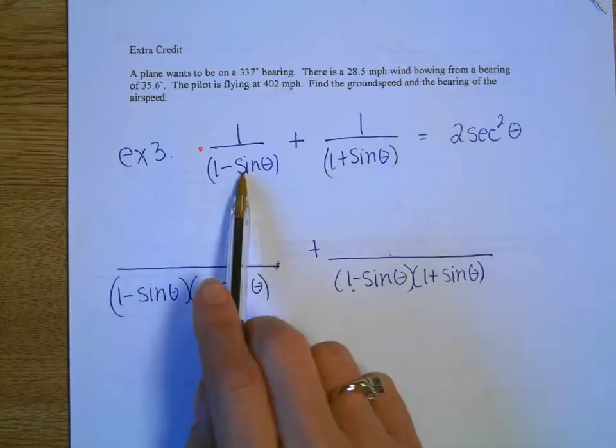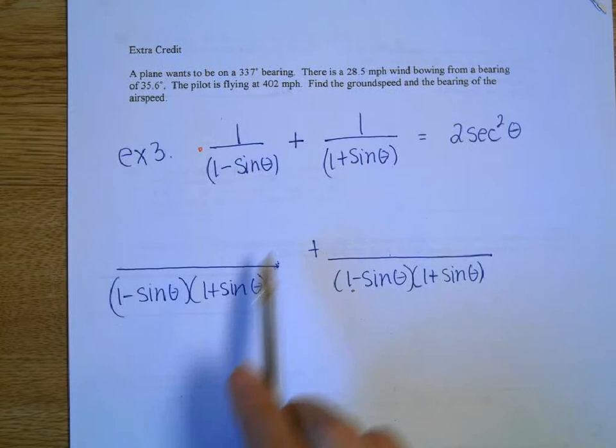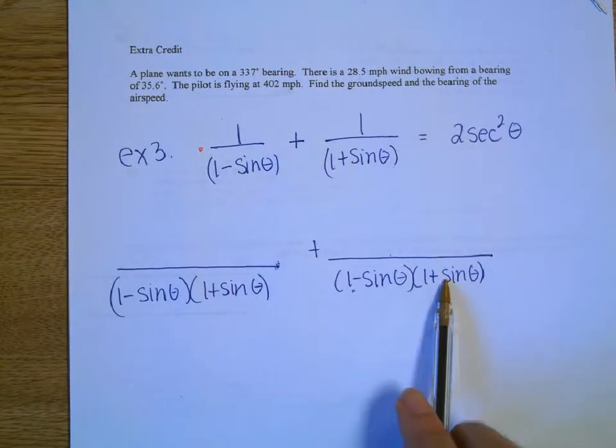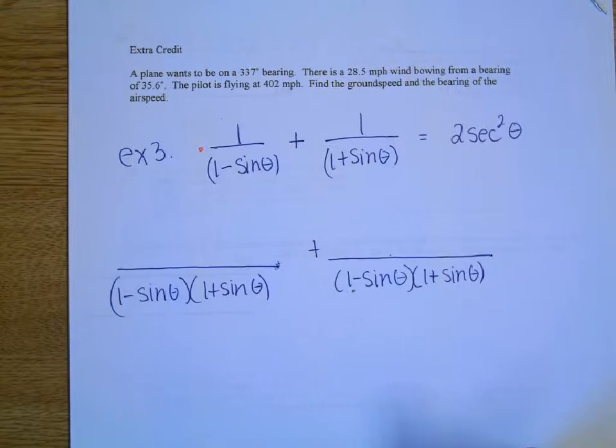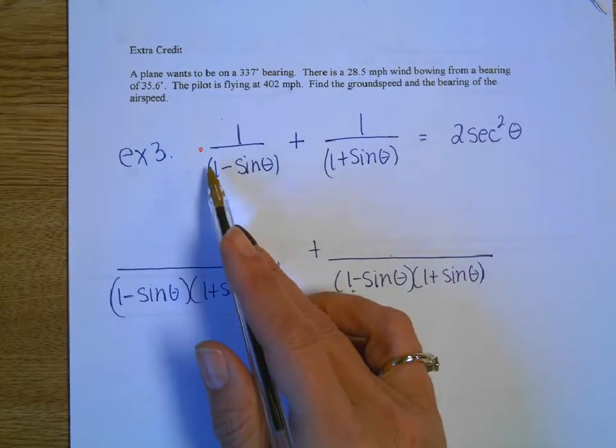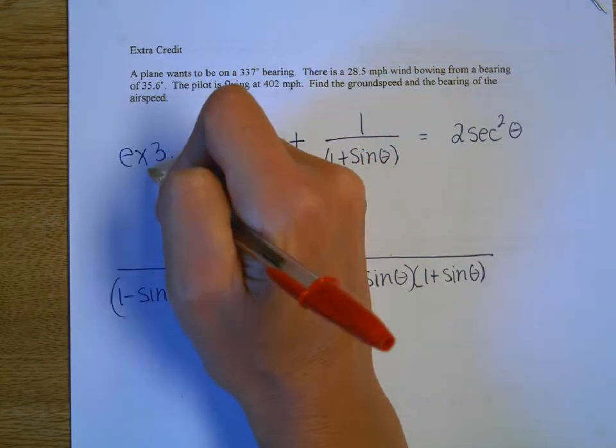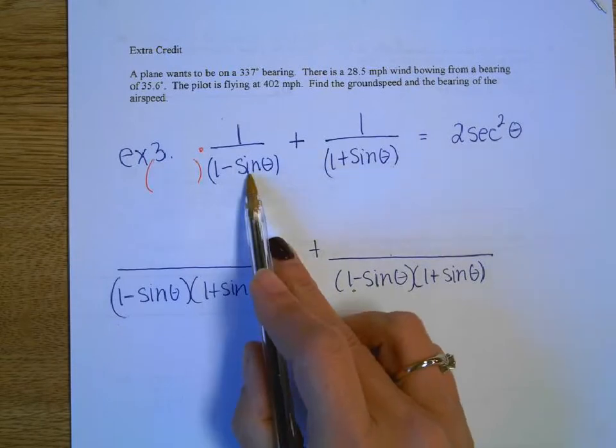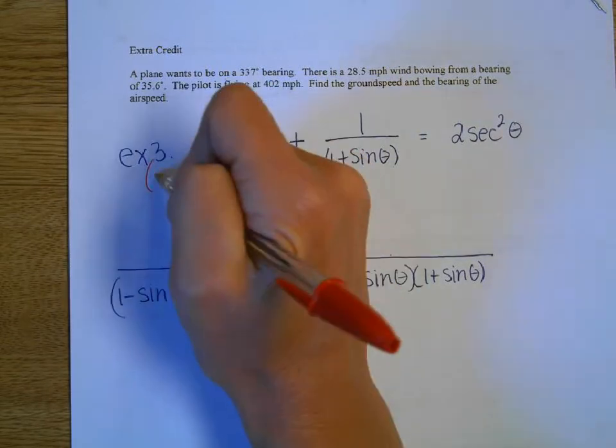So I wrote this one times this one as my common denominator. I wrote this one times this one as my common denominator. Now I've got to figure out the numerators. So that always works? Always will work. Multiply the two together. That will be your common denominator. So, what I'm actually doing, if I multiply, what did I multiply this denominator by? 1 plus sine. 1 plus sine.